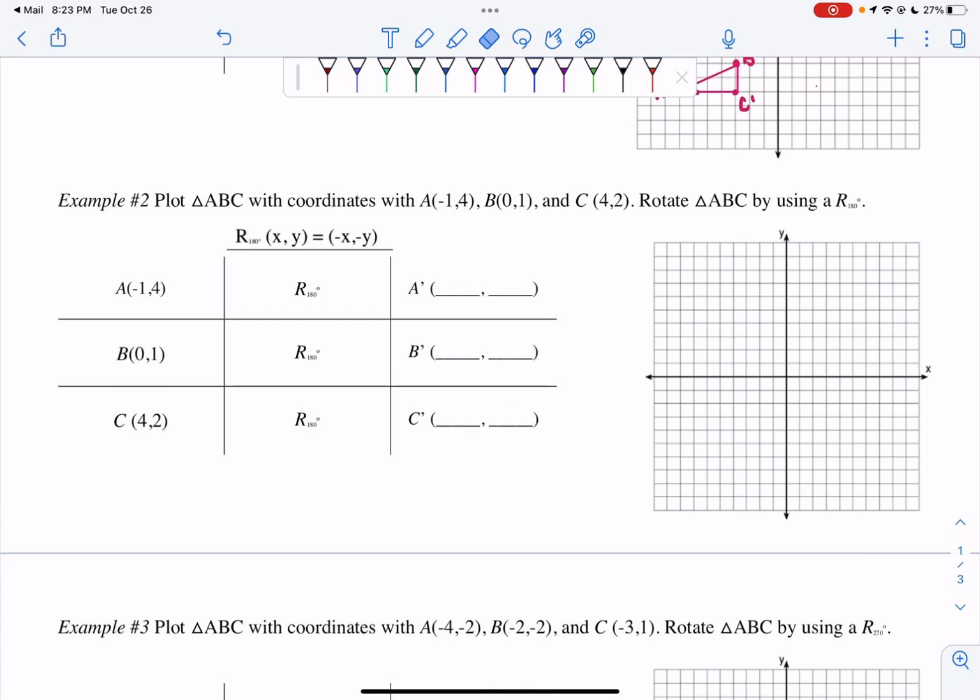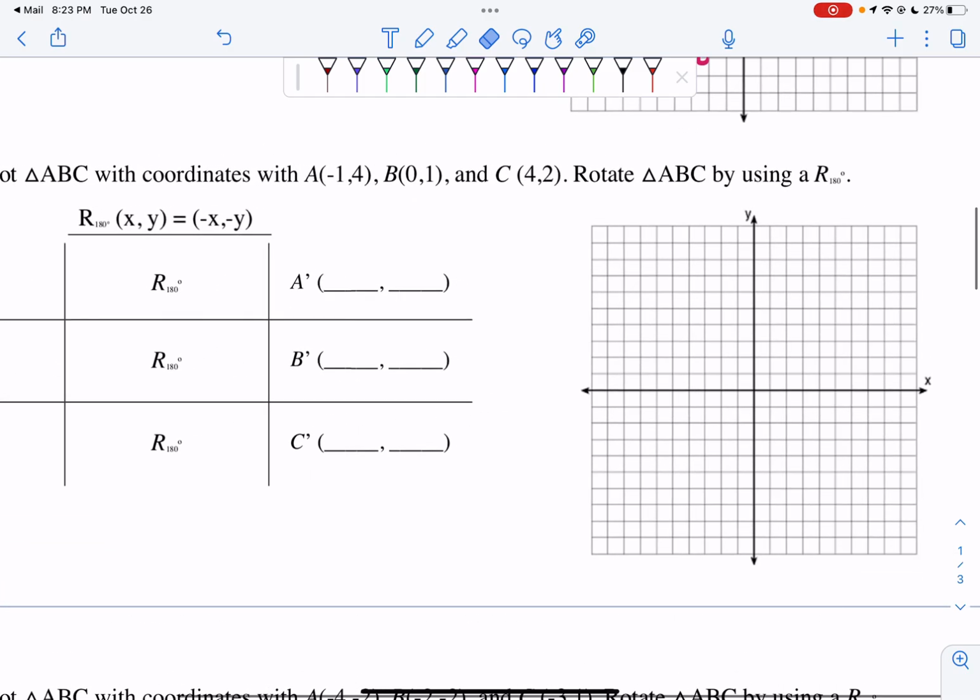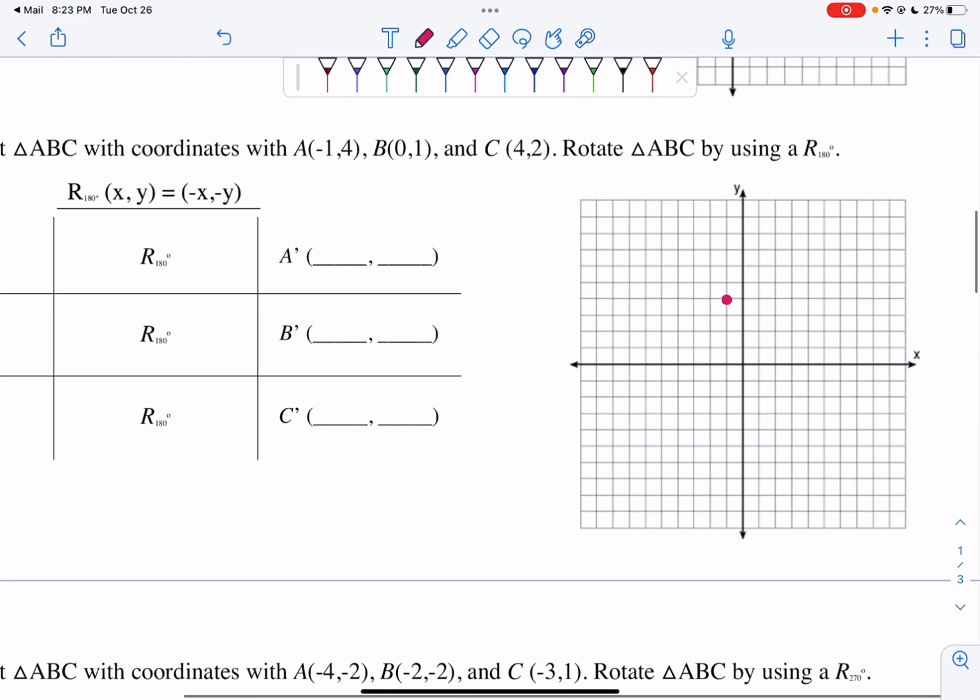So plot triangle ABC with coordinates A (-1, 4), B (0, 1), and C (4, 2). So I'm going to plot -1, 4. So 1, 2, 3, 4. I'm going to plot 0, 1. So I start at x equals 0, go up 1, and then I go to 4, 2. So 1, 2, 3, 4, 1, 2. So I have A, B, C, and then I connect my points. That's a beautiful triangle if you ask me.